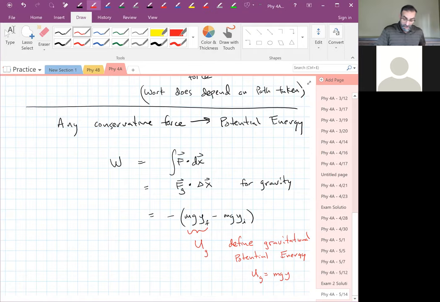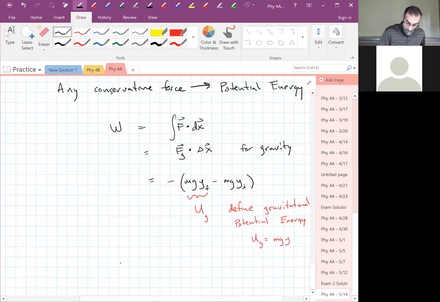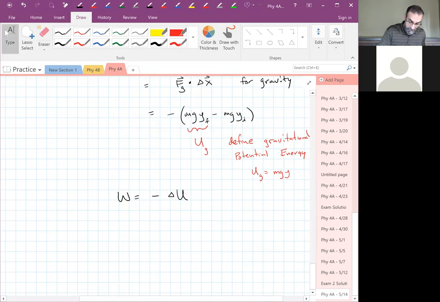So work done always ends up being negative change in potential energy. If you get all your signs right, I'm not being too careful with my signs here, work is negative delta U. And that's how we define potential energy. We look at the work done and see what we end up with. So we could do the same thing for a spring. This is gravity.